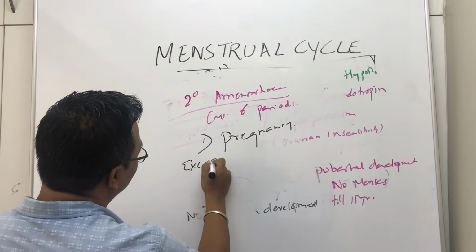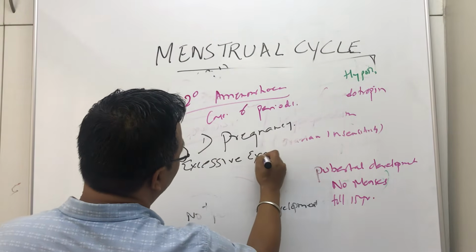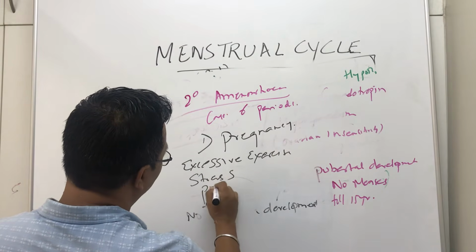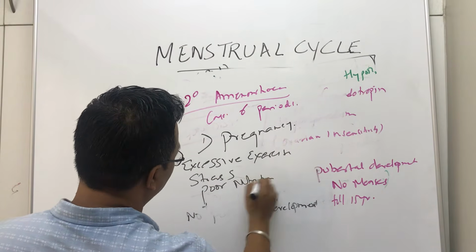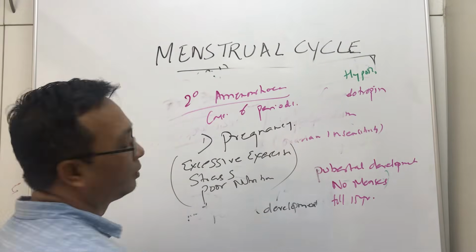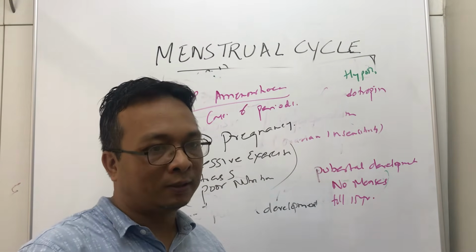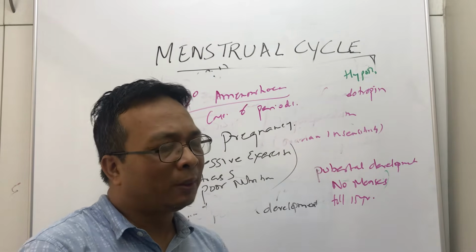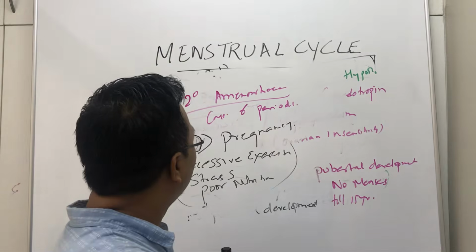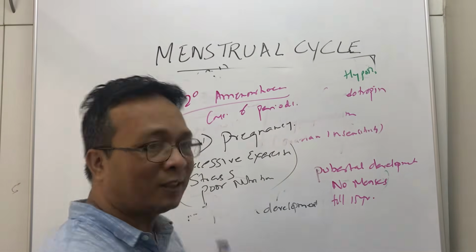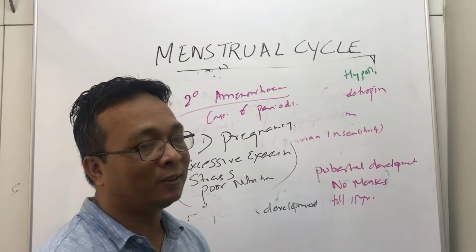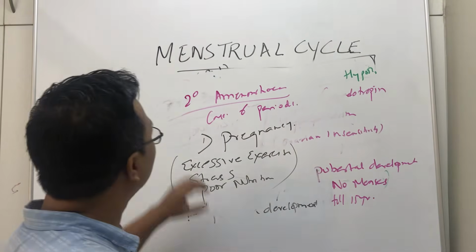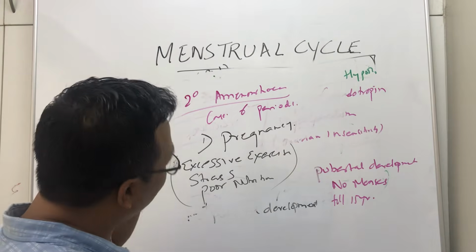What are the other causes of secondary amenorrhea? Excessive exercise, stress, poor nutrition can lead to missed periods. It can happen when someone is very lean and thin, not having good nutrition, malnourished, with a lot of stress and excessive exercise. When someone is doing excessive exercise in the gyms, excessive workout, it can also lead to missed periods. That is also one of the causes of secondary amenorrhea.